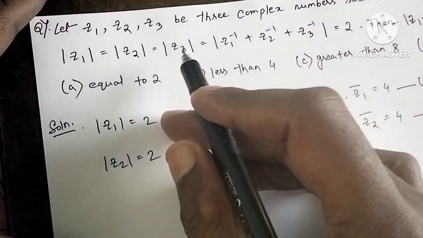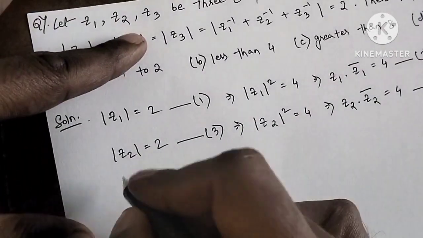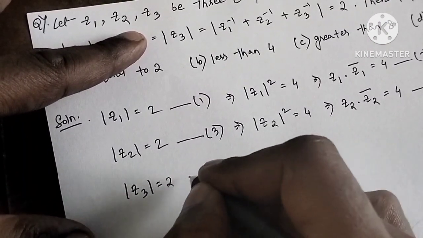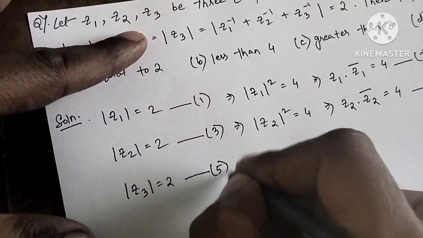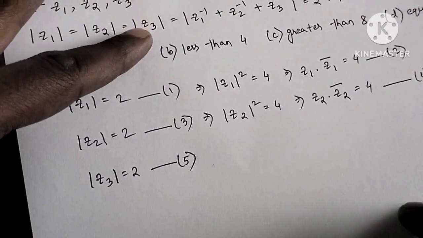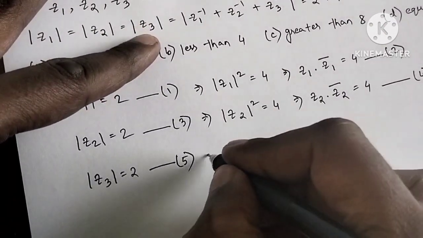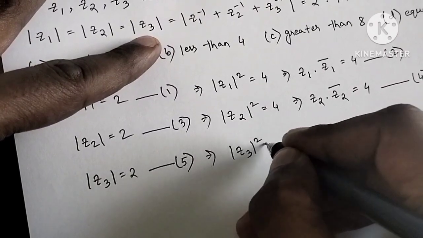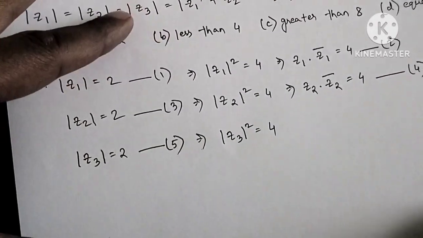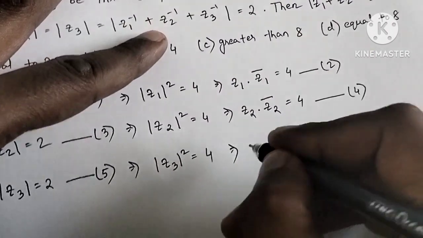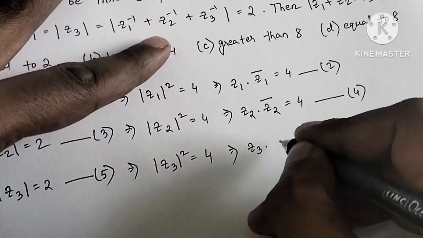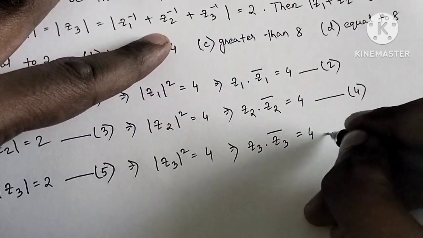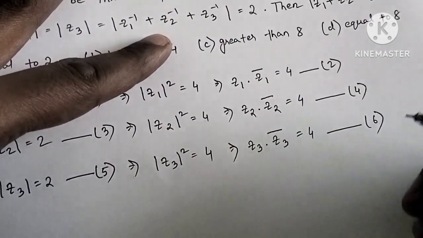Then again, mod of z3 is also 2. Name it as equation 5. Now square both sides. Mod of z3 square is 4. So mod of z3 square is z3 into z3 conjugate, that is 4. Name it as equation 6.